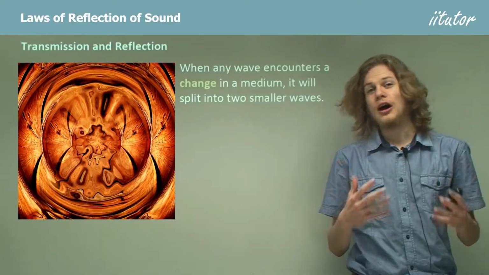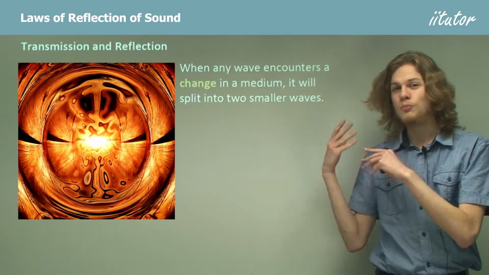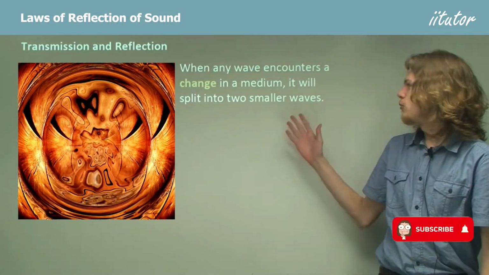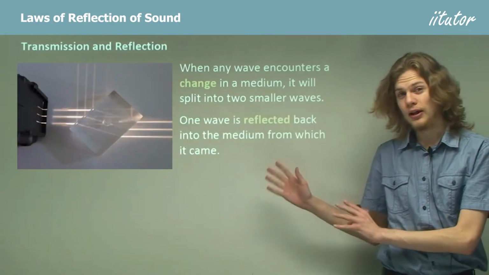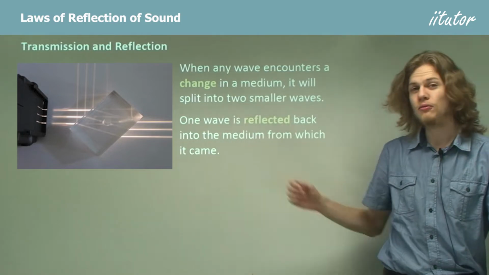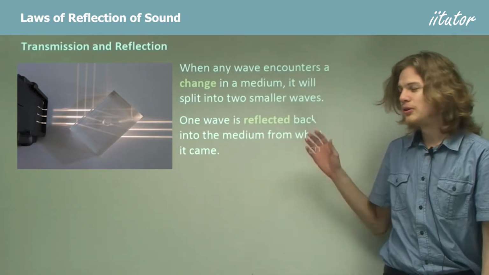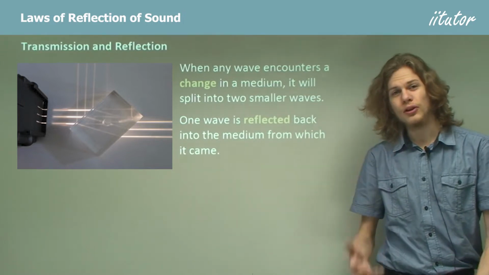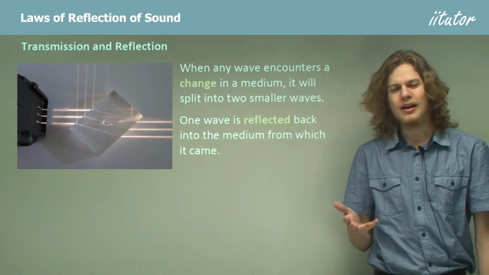It's a basic fact of how waves work that when they go into a different medium, that is, a thing to propagate through, then they will split into two smaller waves. One wave is reflected back into the same medium. We can see that for these little beams of light in the photograph, which are of course a type of wave. They come in from the left and some of them get reflected to the top of the image because they stay in the same medium, air.